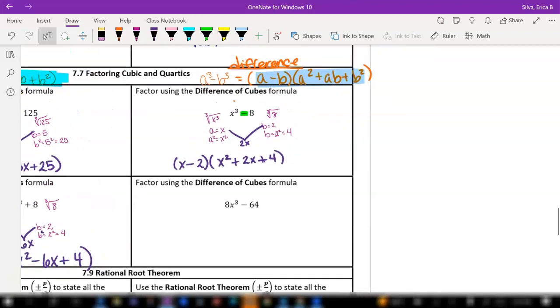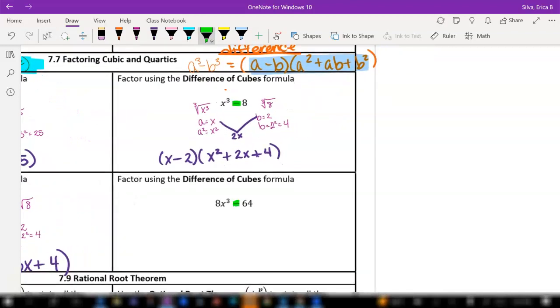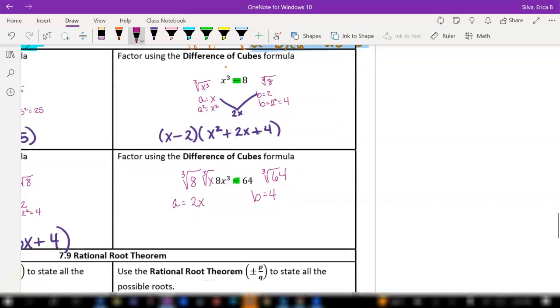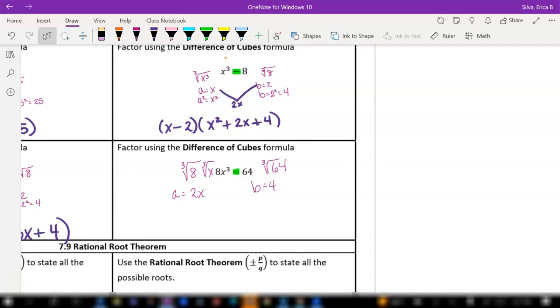The next one, again, it's going to be a difference of cubes because there's a minus. So we start the same. Cubed root of 8x cubed, and then cubed root of 64. We get 2x, that's going to be our a. Our b is 4, because the cubed root of 64 is 4. Then we're going to square the a. So a squared is 2 squared times x squared, and that gives us 4x squared. Our b squared is going to be 4 squared, which is 16.